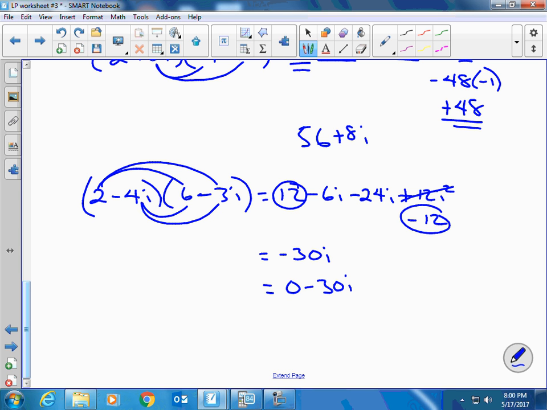You just won't see it written like that. But that's not wrong. It's just not conventional. Okay? So this would be the preferred answer. Multiply i just like you would any other variable. When you see an i squared, replace it with a negative 1.